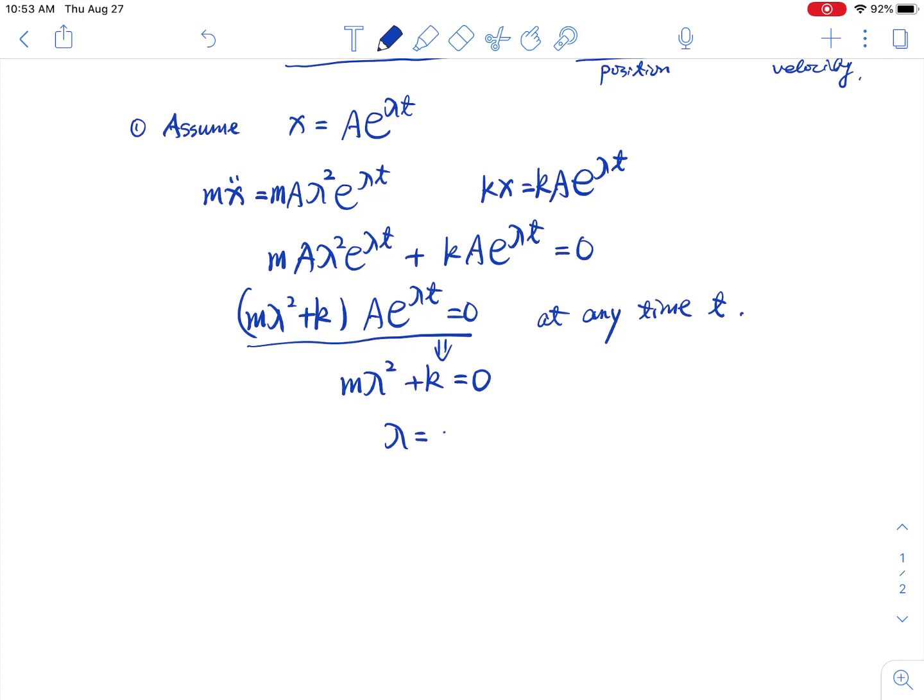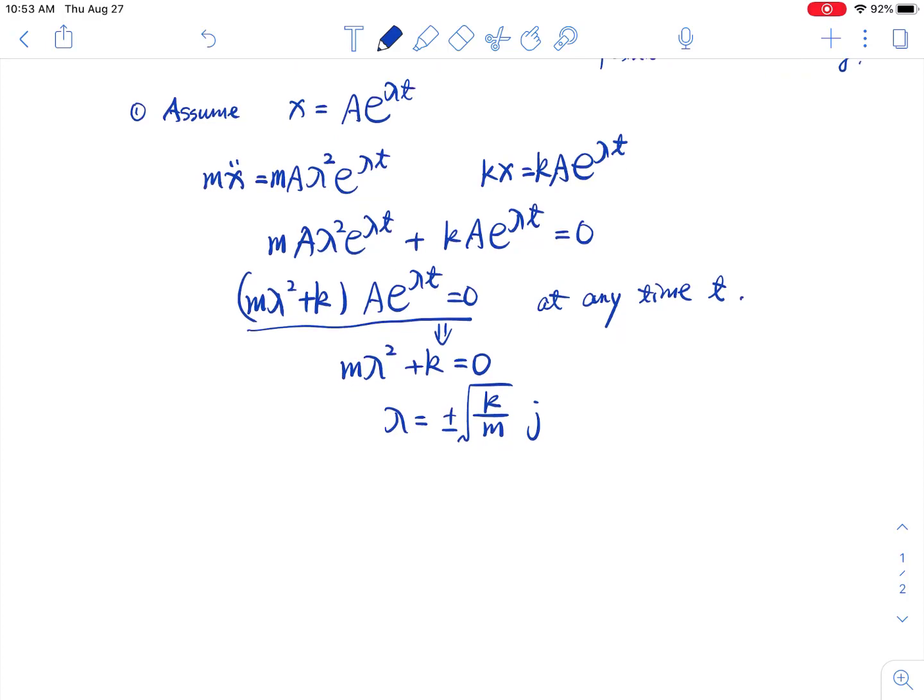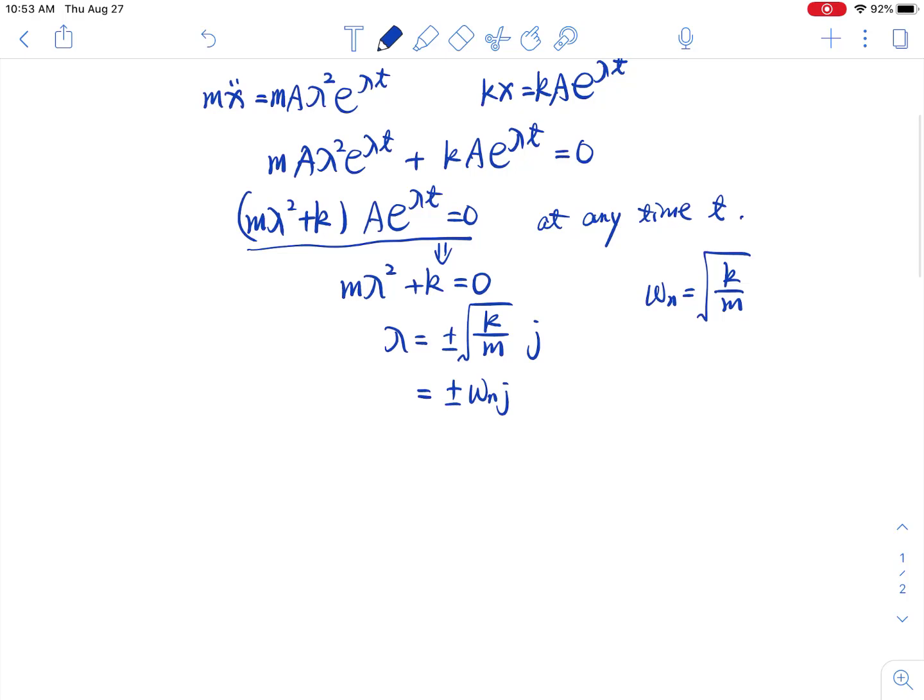Your λ equals plus or minus the square root of k over m, times j. So your solution of λ is a complex number. So we usually define ωn, the natural frequency in radians per second, as the square root of k over m. So by doing so, your λ is plus or minus ωn j. So once you find your λ values, the second step is we assume a general solution.